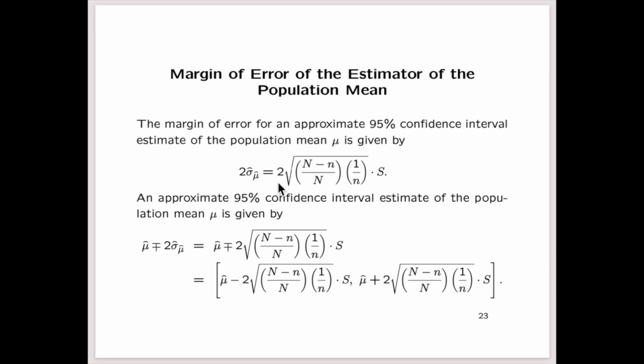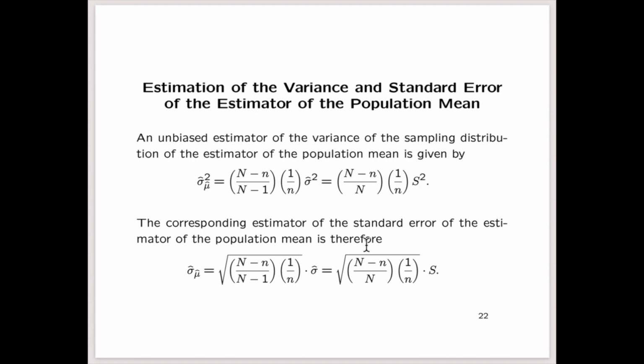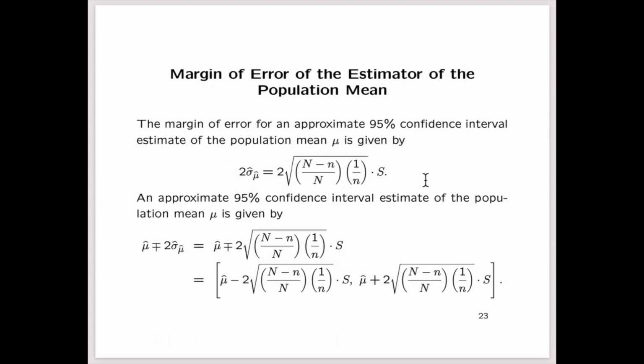In other words, 2 times the square root of cap N minus little n over cap N times 1 over little n, and then outside of the square root sign, we have the sample standard deviation. Now, again, we could use either of these two formulas to get the estimated standard error of mu hat. So just pick whichever one you want to use. I've expressed it on this slide in terms of that particular formula.